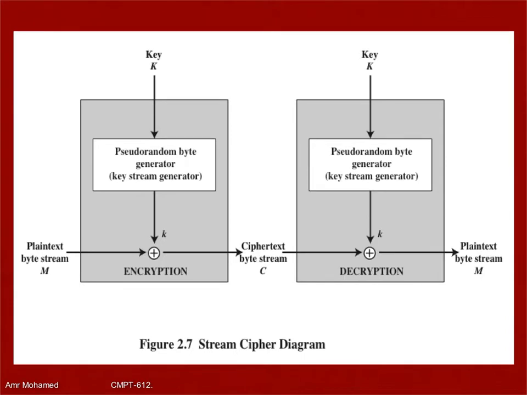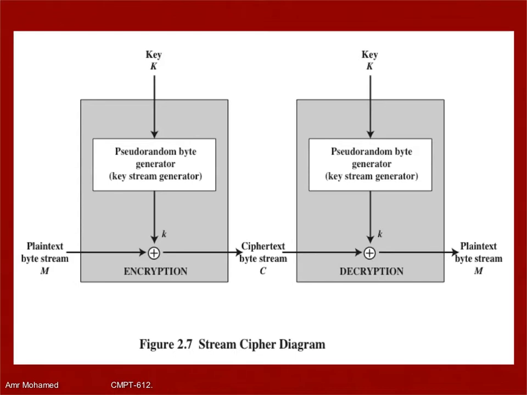But with stream cipher, that's not the case. The plaintext can be as long as possible. The modification here is that this pseudorandom byte generator will generate a random sequence as long as you want.